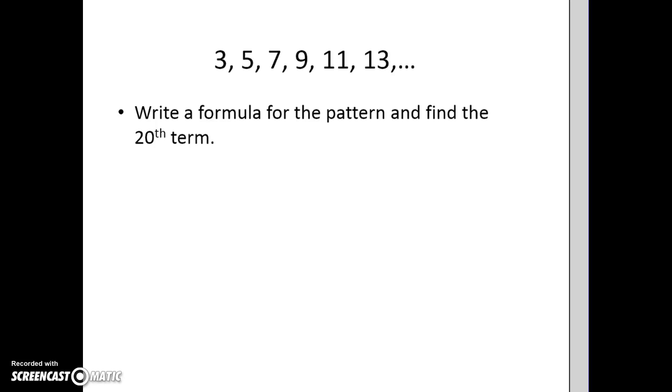As I analyze my numbers, I know that if I add 2 to 3, I get 5. If I add 2 to 5, I get 7. If I add 2 to 7, I get 9. If I add 2 to 9, I get 11. And 2 to 11, I do get 13. So yes, I can safely say this is an arithmetic sequence with the common difference as a positive 2.